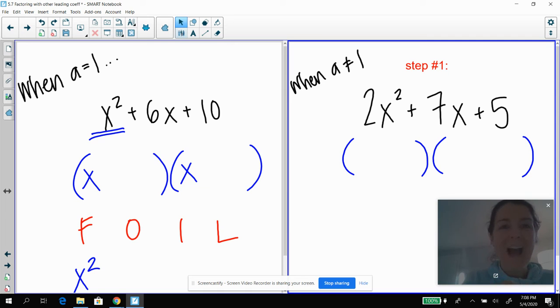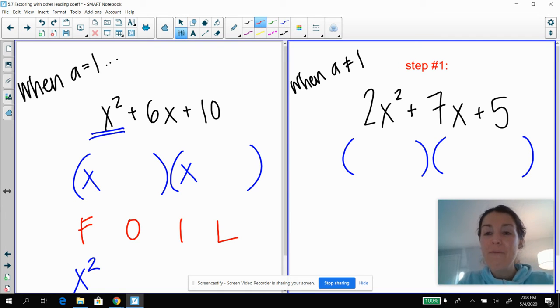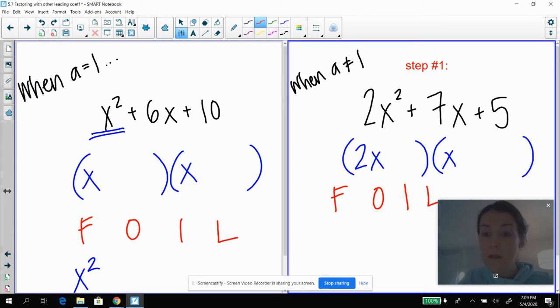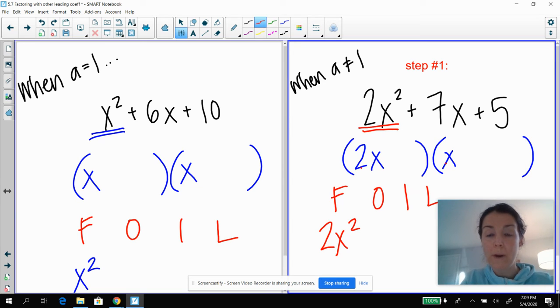All right, so I'm going to first fill in these two binomials. But before, remember how we put an x and an x first? Well, I'm not going to do that here. I'm going to do a 2x and an x. And the reason why I do that is because when I FOIL this out, I know that 2x times x has to give me 2x squared. So that's the first step.